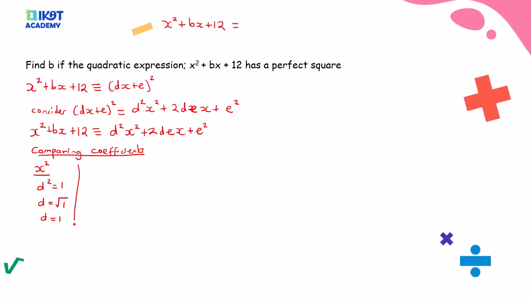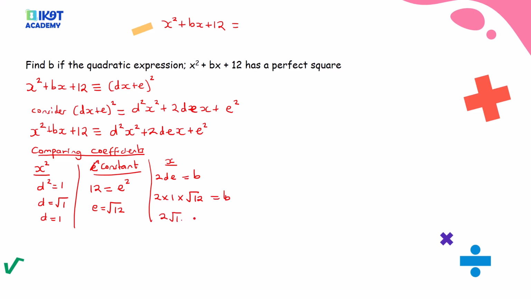Then I go to the constant, comparing the coefficients of the constant. Here it's 12, here it's e squared. So e will be square root of 12. Then now I go to comparing x. Here, I will say 2de is equals to b. But what is d? d is 1. What is e? Root of 12. This is equals to b. So this is 2 root 12 is equals to b. So we found the value of b from this.